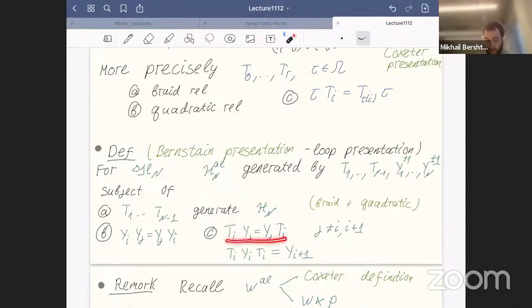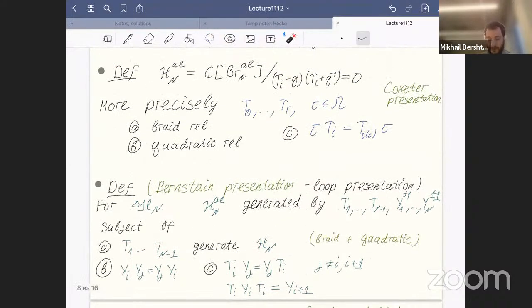Then this relation will mean that T commutes with Y_j for j different from i and i plus 1. And this relation, where we can write T inverse, means that conjugation by T gives us Y_{i+1} from Y_i. And this is the standard action of the Weyl group on the lattice of the weights. But it appears that in the Hecke story, we have not T inverse here, but just T. So only for q equal 1, this relation can be viewed literally as a conjugation. Okay, this is the Hecke algebra.